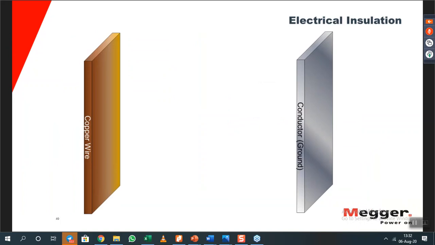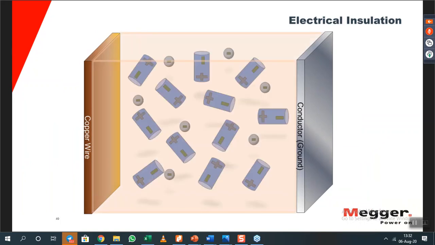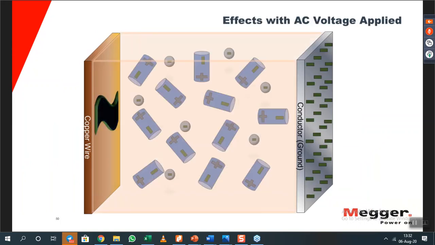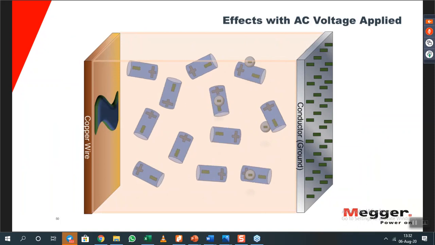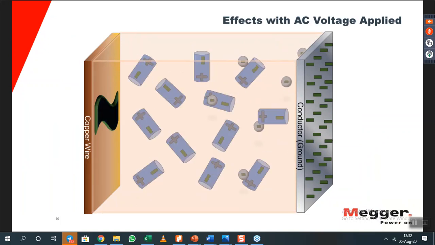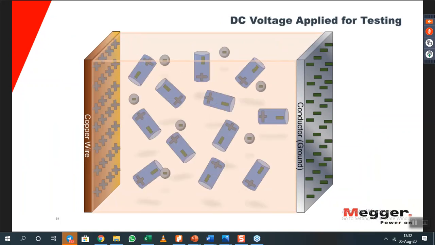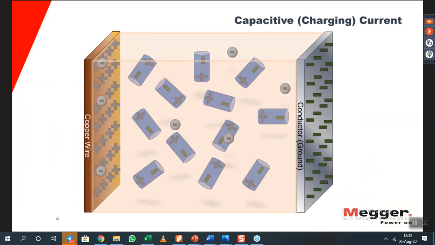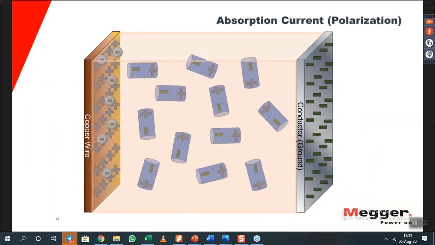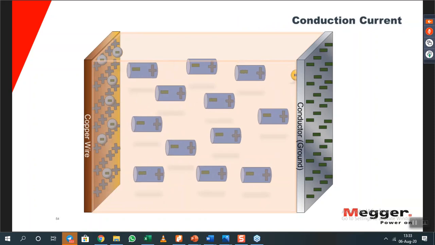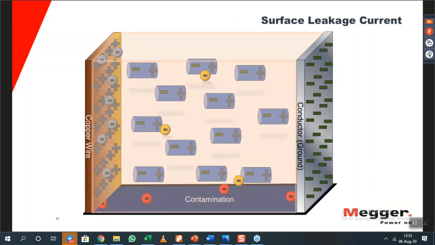So again, looking at this insulation here, when we apply AC, then the molecules will move, then you have current. And you don't know where it goes because it's AC, it's oscillating. But when you apply DC, then you can have the capacitive charging current, you can have the absorption current, and you have the conduction current. But again, if you have a surface leakage, or you have contamination, then you will have this current, the contamination or surface leakage current.